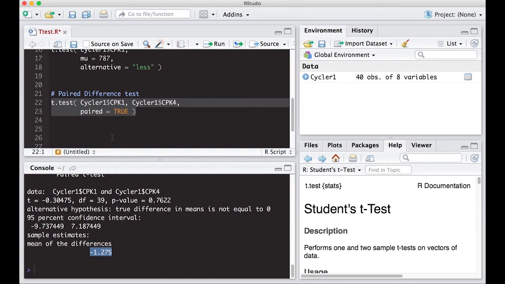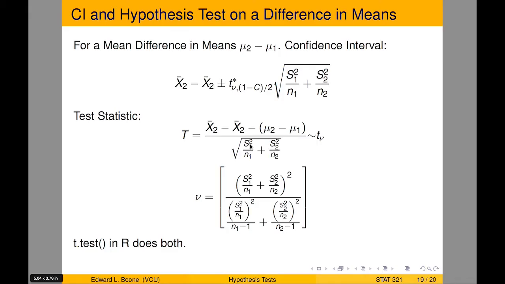Okay, now the other type of test that we might want to do is one where we're interested in comparing two groups, like a difference in means. So let's jump over to the slides and look at that. Okay, we've jumped back over to our slides again. This time we're interested in the difference in means.